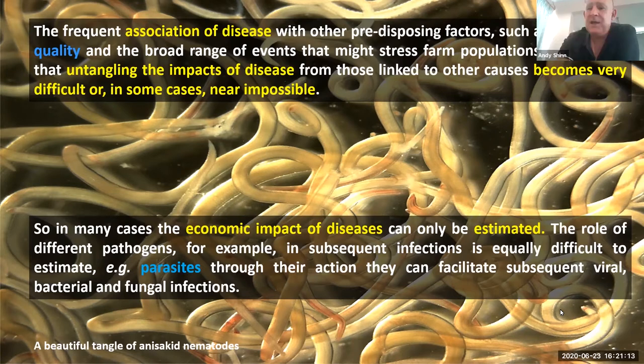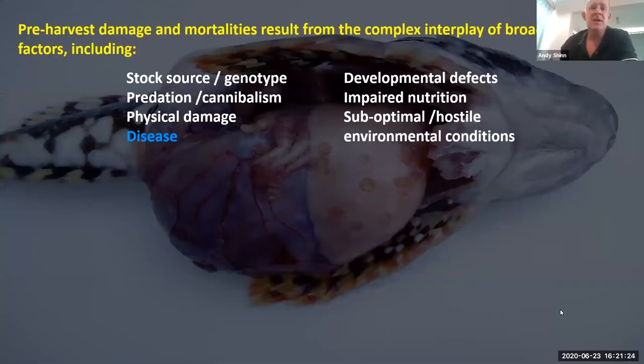Again, just to talk about different impacts and causes of disease and losses. We know that the types and strains of animals that we breed may have different responses and tolerances to disease. They may show different resistances. We may see losses in our stocks due to predation, cannibalization, physical damage, perhaps through netting or the husbandry practices in use. There may be poor nutrition or severe or suboptimal environmental conditions. And of course, disease is a major player within this list as well.